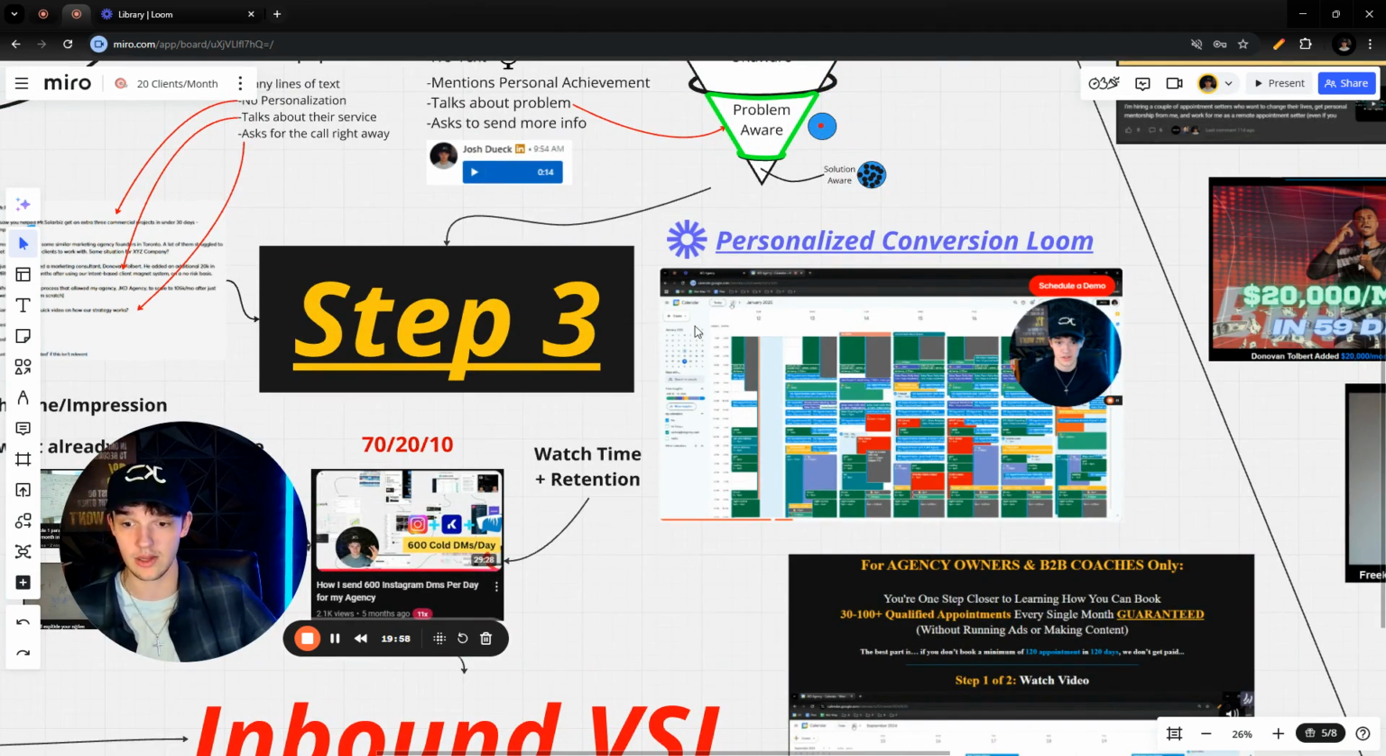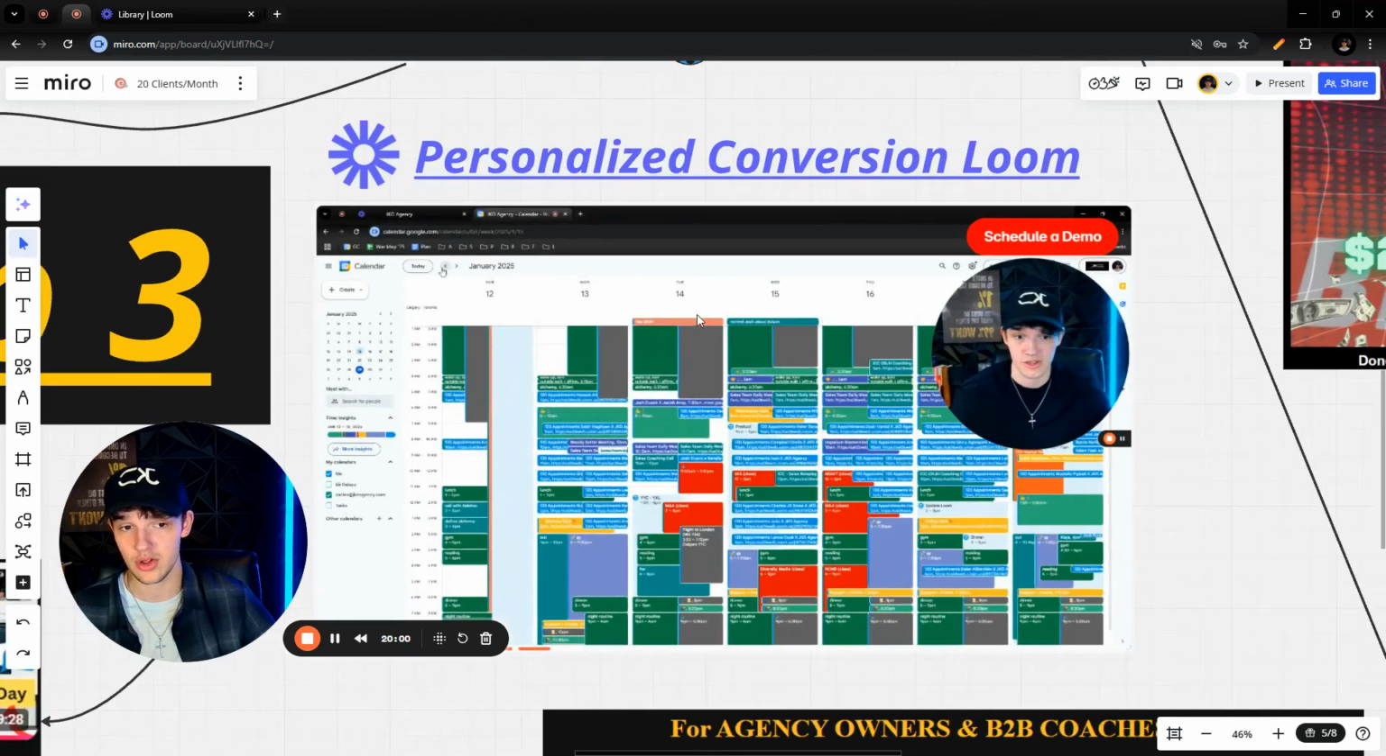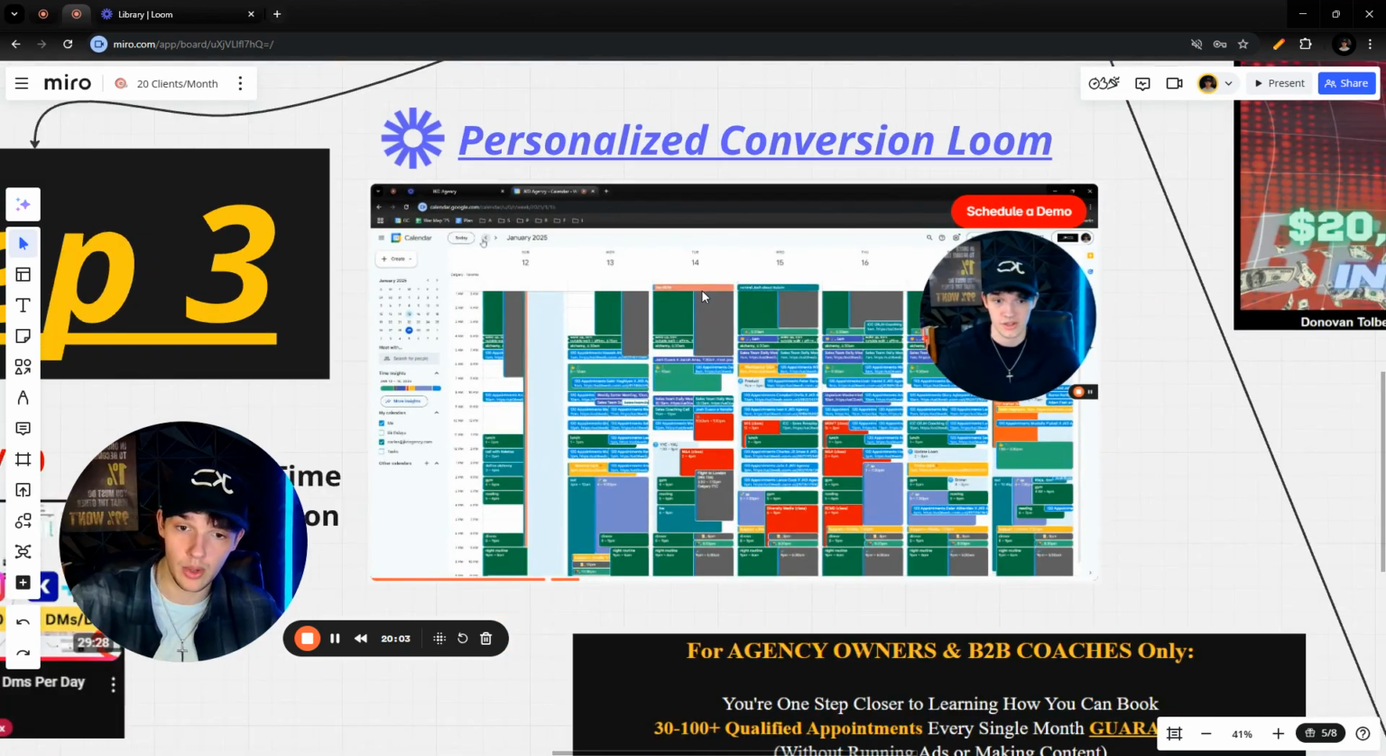Now, once you get people interested, for outreach, for emails and for LinkedIn, we send them a personalized conversion Loom. This Loom goes over, at a very high level and without going into the service that you do, the problem and your risk reversal.